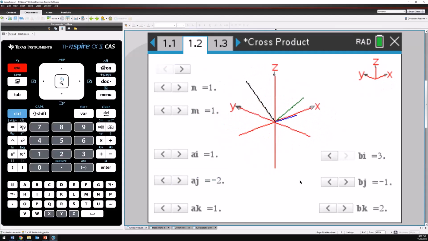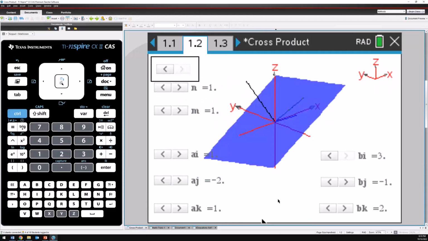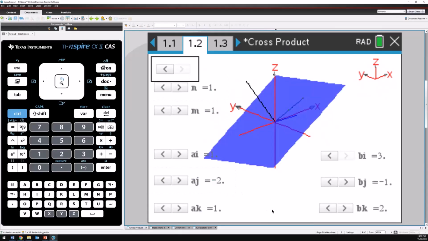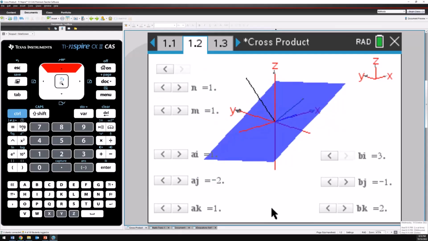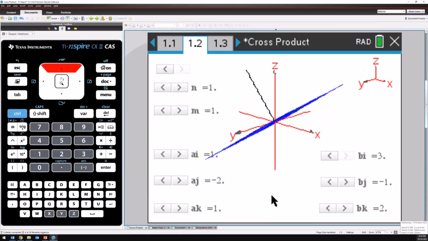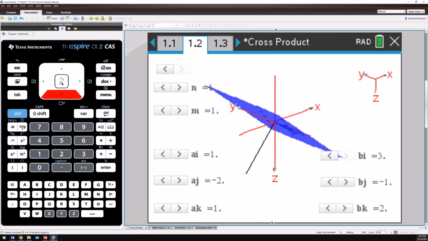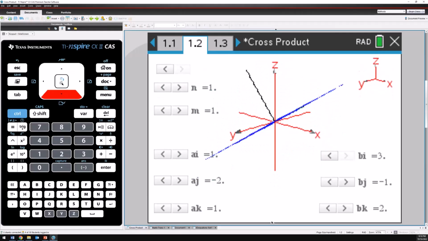So I'll just press escape there, and that's where it's handy to put the plane in. So now we can see that the plane is perpendicular to that cross product. So as I flip it around, I don't think it's too bad.